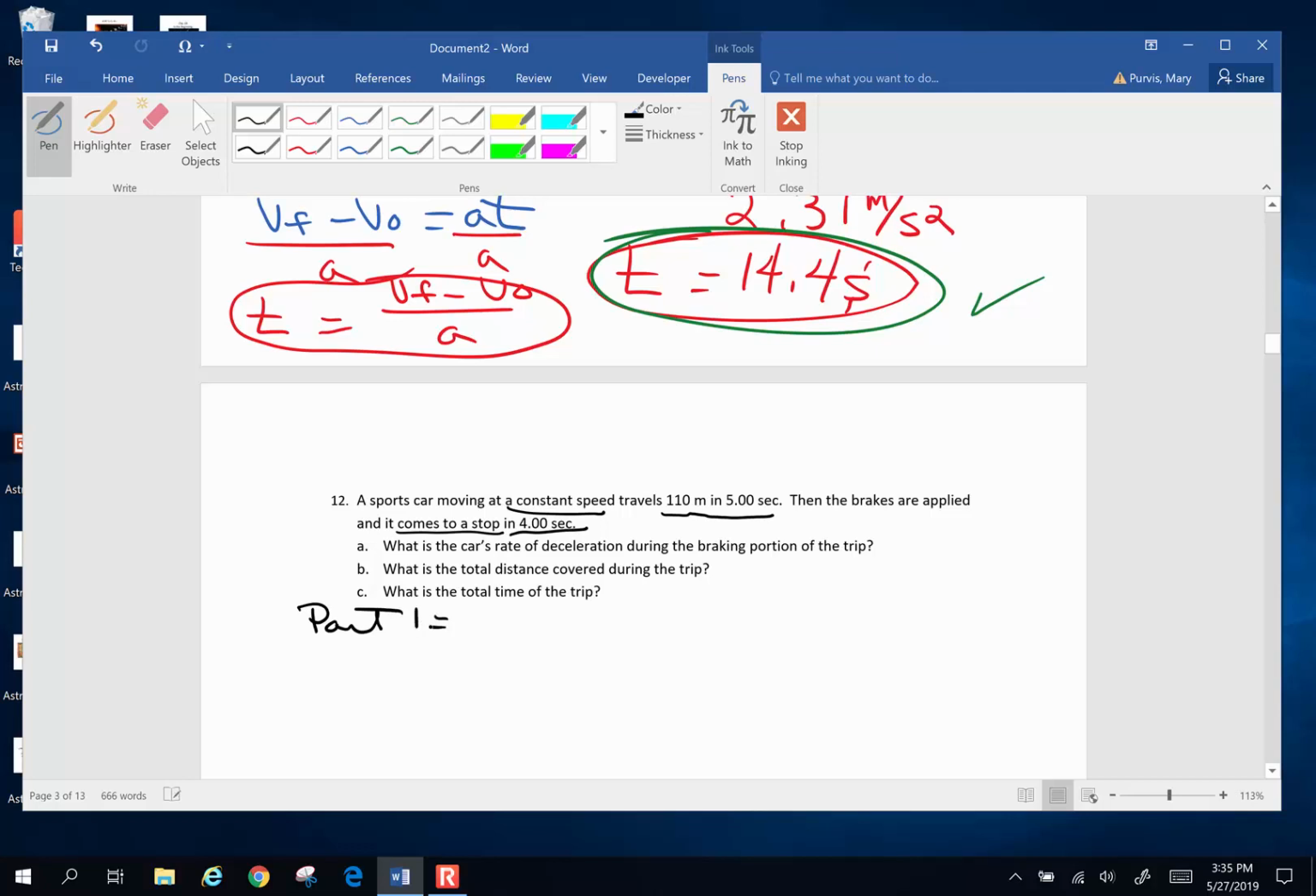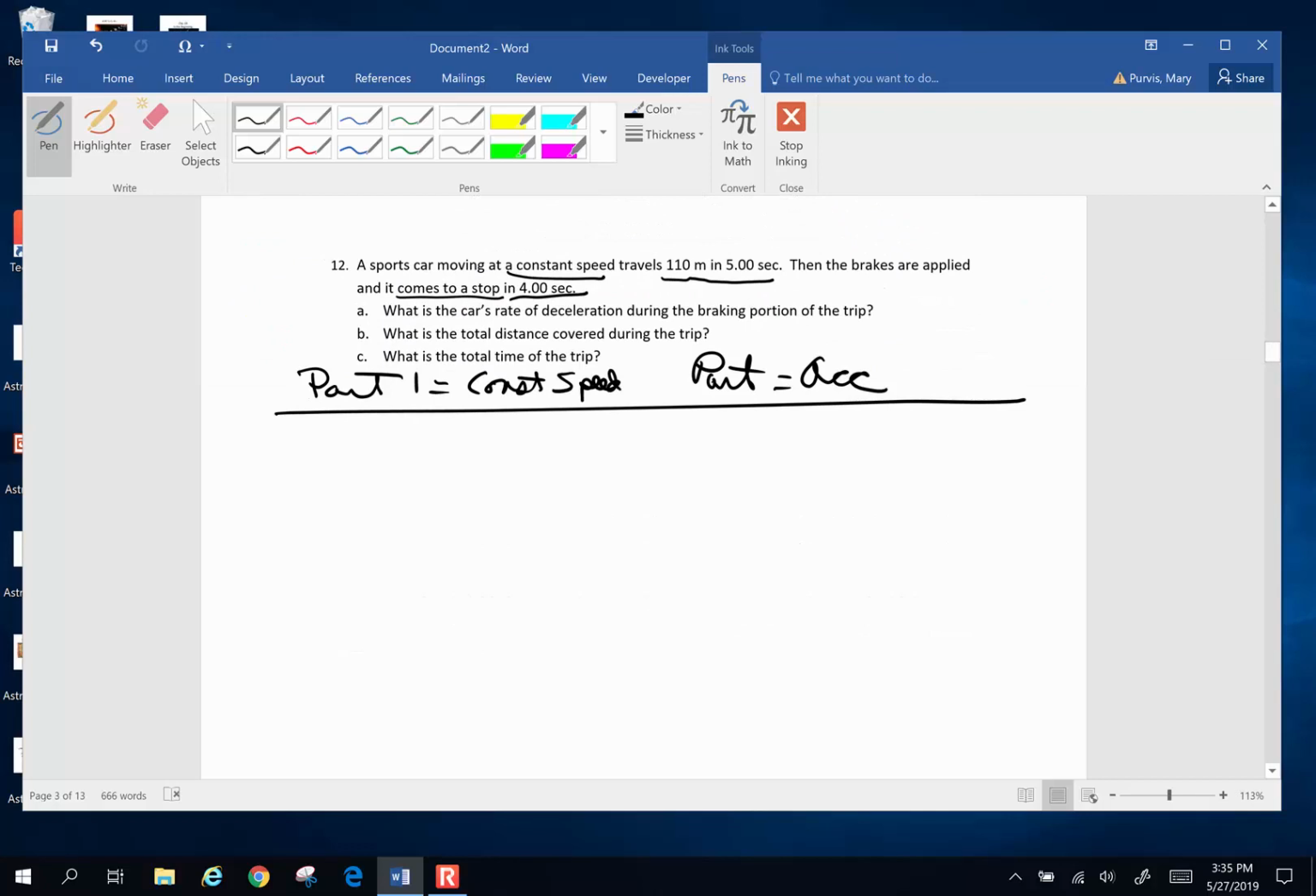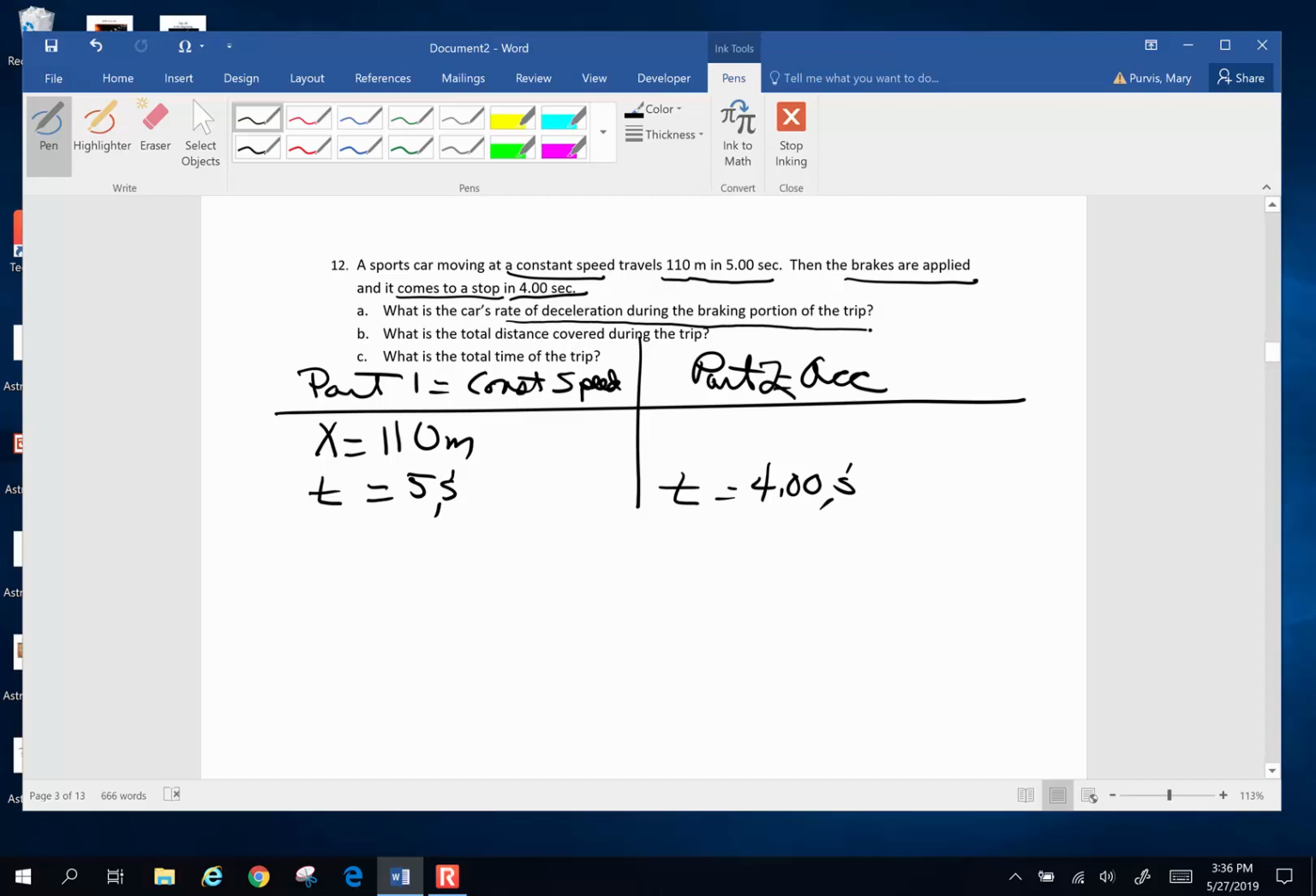Part 1, you've got a constant speed. Part 2, you've got a deceleration or an accelerated motion. So we're going to divide this up into two parts. For part 1, let's write down what we've got. The sports car is moving at a constant speed and travels 110 meters in 5 seconds. So it's a displacement of 110 meters in a time of 5 seconds. Then the brakes are applied and it comes to a stop in 4 seconds. For part 2, it has a time of 4 seconds. What is the car's rate of deceleration during the braking portion of the trip?